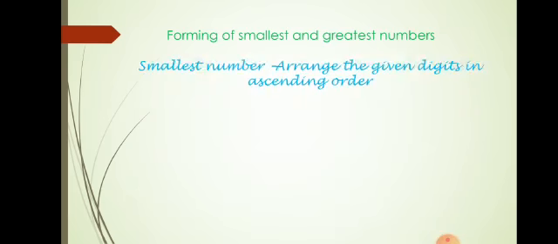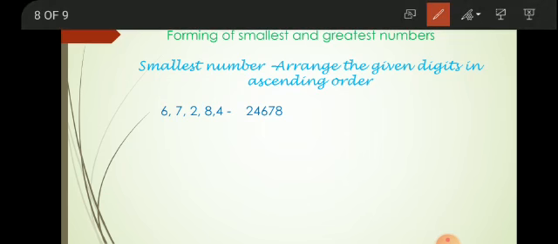Then how to make the smallest and the greatest number when we are having some digits. Smallest number. To make the smallest number, arrange the given digits in the ascending order. What is ascending order? Means small to big. Here I am having 6, 7, 2, 8, 4. These are the digits and I have to make a number using these digits. So I want to make the smallest number, so my first digit should be small. So I have arranged these digits in ascending order: 2, 4, 6, 7, 8.